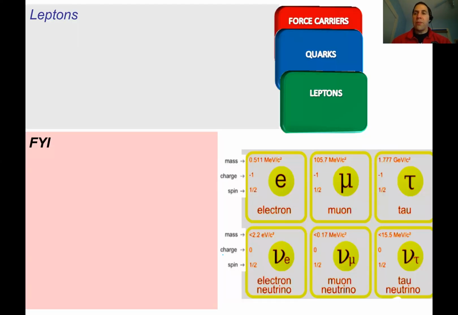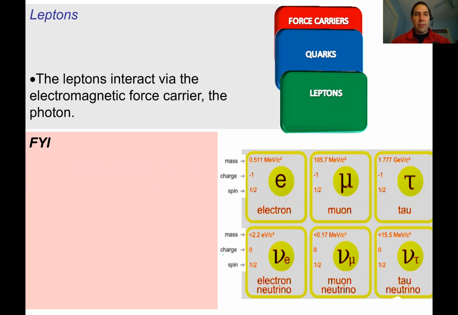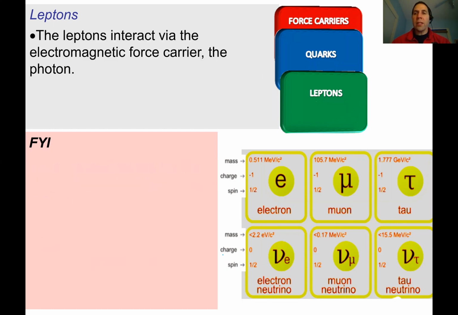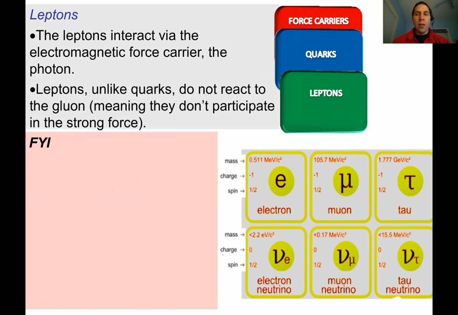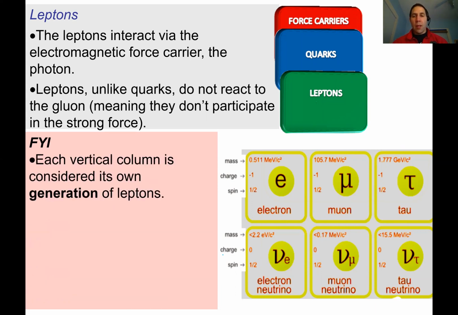All right. Let's finally talk about leptons. Remember we've talked about force carriers, and we talked about quarks. Leptons interact via the electromagnetic force carrier, which is the photon. We already talked about that. The important thing is leptons do not interact via the strong force. In other words, the gluon doesn't do anything for them. Here you see the 6 types of leptons.